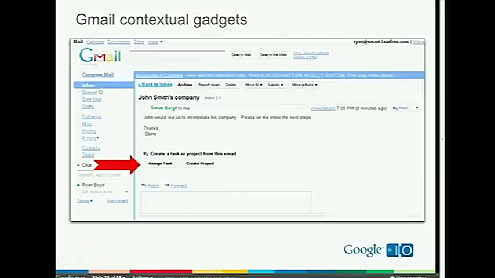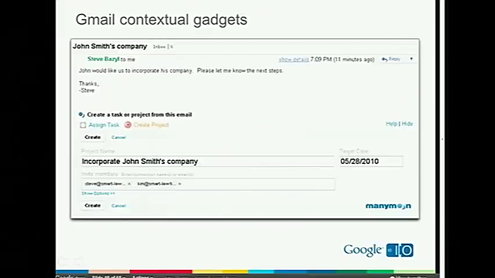So here is what Gmail looks like, and here you see that red arrow pointing to a gadget. This is an email from Steve to me saying, John would like us to incorporate his company. Please let me know the next steps. And you can see at the bottom here, there's a gadget. This gadget is actually the ManyMoon gadget. ManyMoon is a project management application that's available on the Google Apps Marketplace.